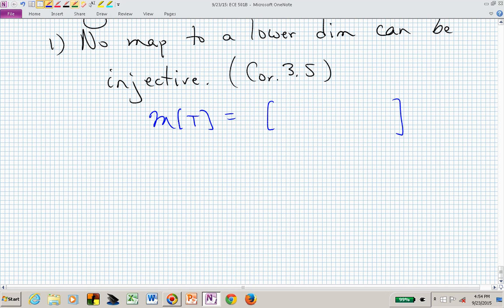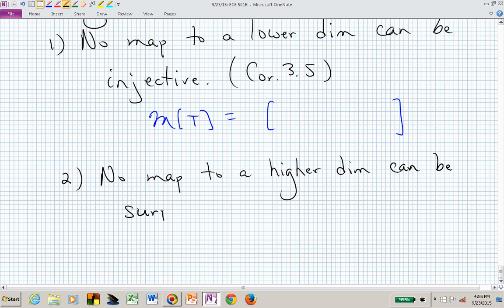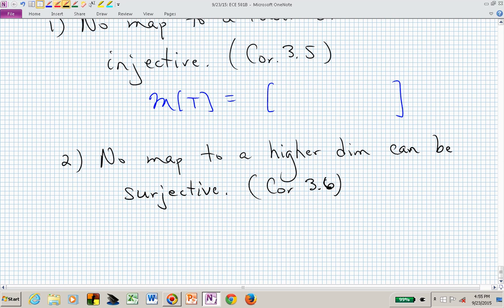We know no map to a lower dimension can be injective because we now have a non-trivial null space. The other corollary similar to that, just the opposite, is no map to a higher dimension, now I feel like we're in Star Trek or something, no map to a higher dimension can be what? Surjective. And that was corollary 3.6.